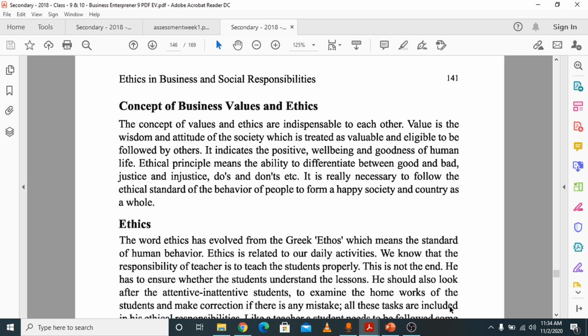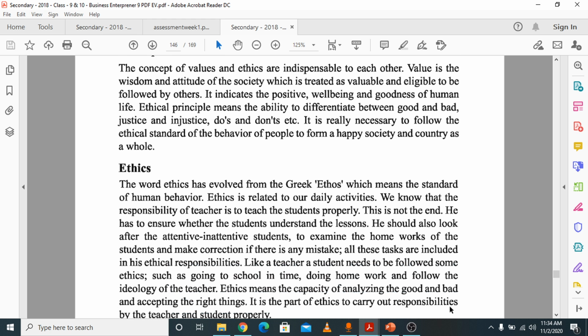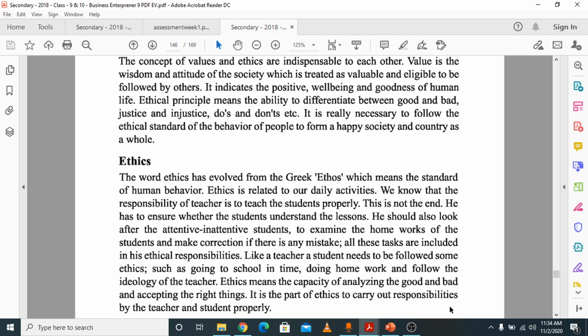Ethics and values are mainly related to each other. The behavior and attitude which is followed by others, your wisdom, that is called values. And when you have the values, you will obviously be able to differentiate between good and bad. So that's why you can say that values and ethics are related to each other.